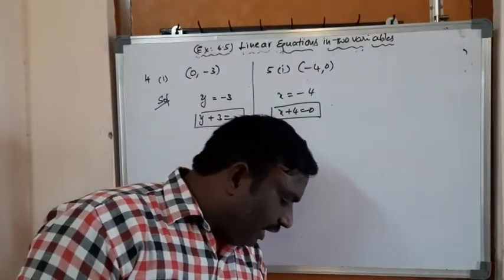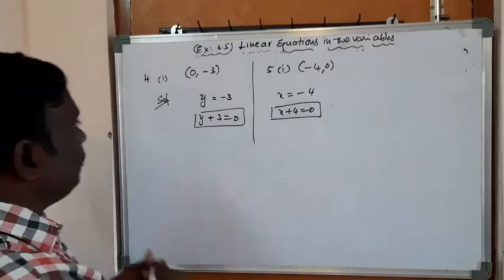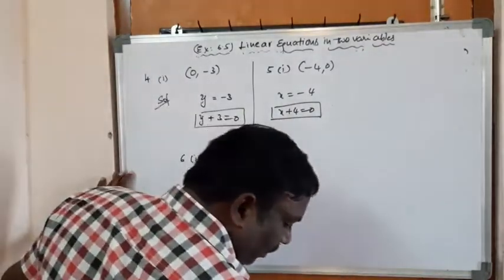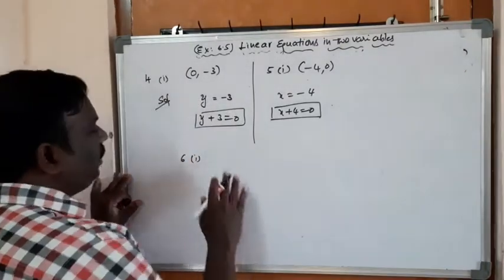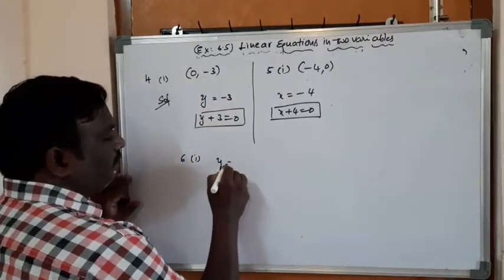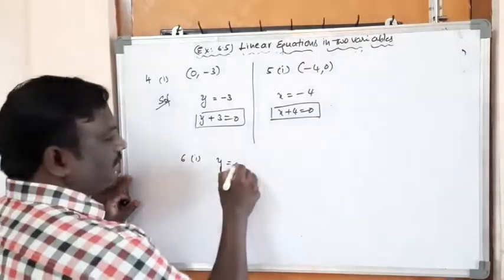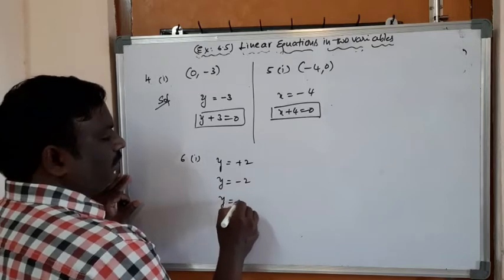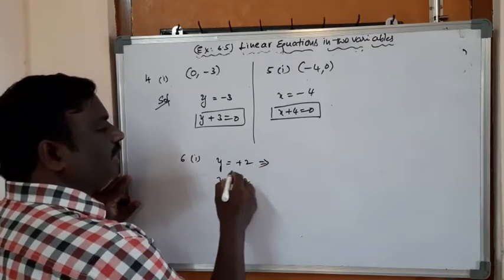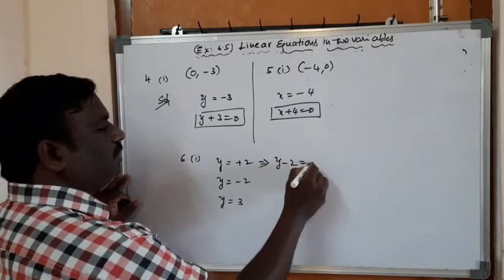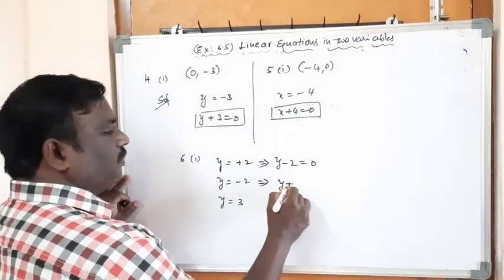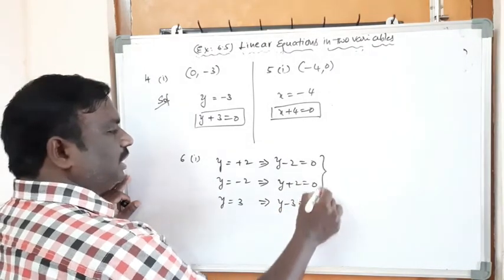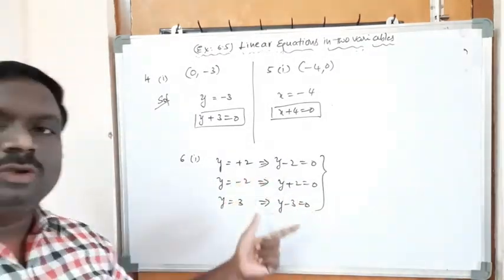Write the equations of three lines parallel to the x-axis. Sixth one. Remaining questions you can do. That is parallel to the x-axis. Parallel to x-axis means y equal to, three equations they are asking. Plus 2 and y equal to minus 2, y equal to plus 3. From this we can write the equations. Y minus 2 equal to 0, one equation. Y plus 2 equal to 0, another equation. And y minus 3 equal to 0, another equation. These are the three equations which are parallel to the x-axis.